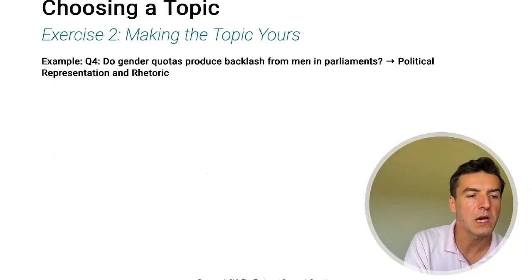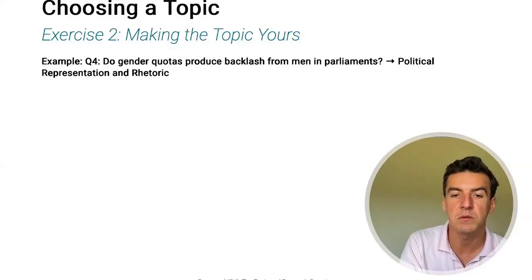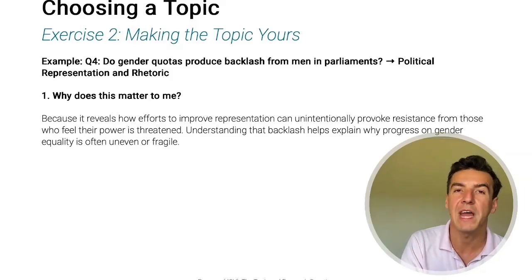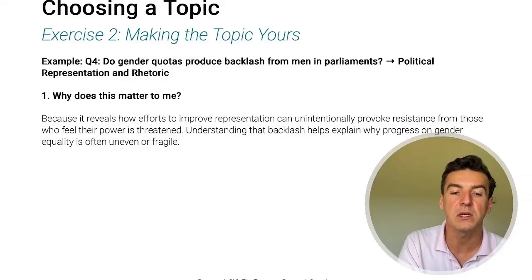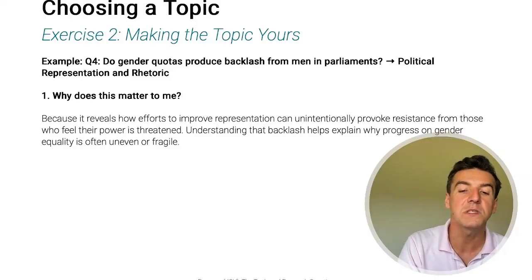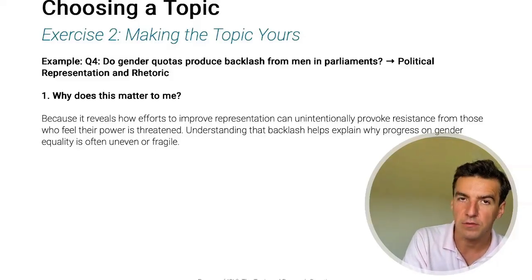And maybe just before you do that, here's how you can do this. For example, let's imagine that I have this question and this topic: do gender quotas produce backlash from men in parliaments? This means that I'm interested in political representation and rhetoric. The first question is, why does this matter to me? An example of an answer is: because it reveals how efforts to improve representation can unintentionally provoke resistance from those who feel their power is threatened. Understanding the backlash helps explain why progress on gender equality is often uneven or fragile.